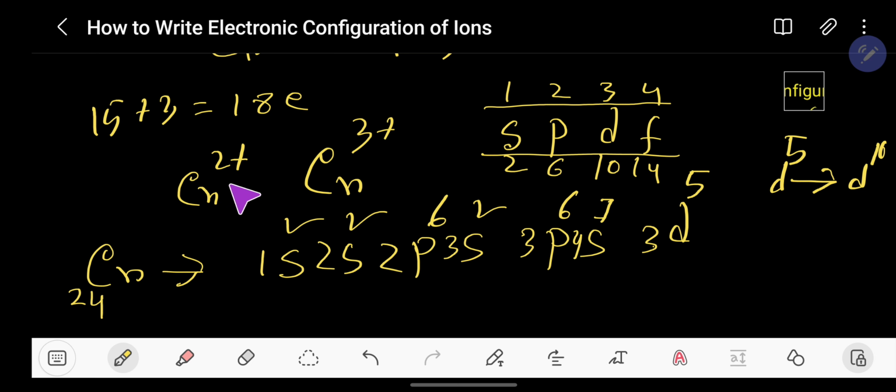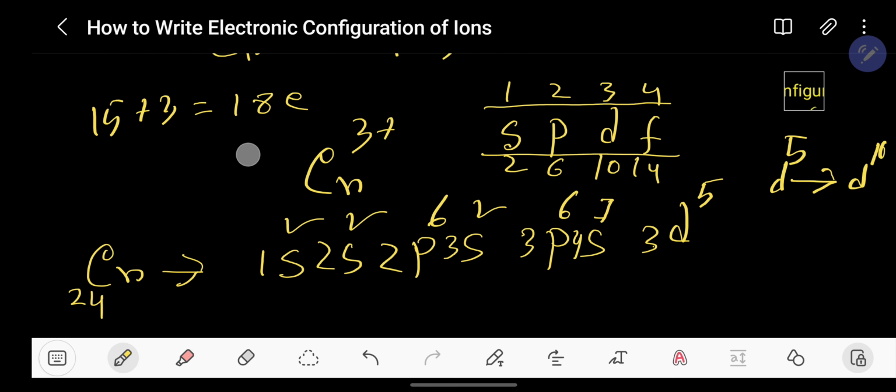So to write the electron configuration of 2+, you need to remove 2 electrons from this neutral atom. So look, electrons will go from the highest value of n equal to 4. So one electron will go from this subshell, and another one will go from the highest value of n plus l. So this will be 4, right, this will be 3d4. So this is the electron configuration of chromium 2+.